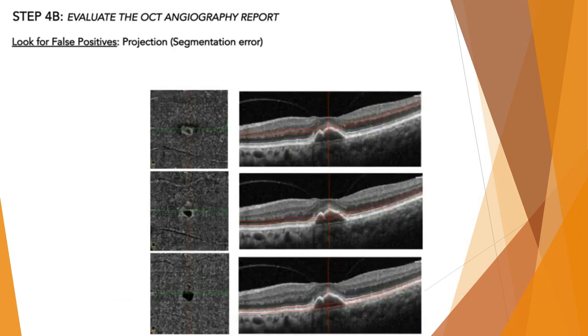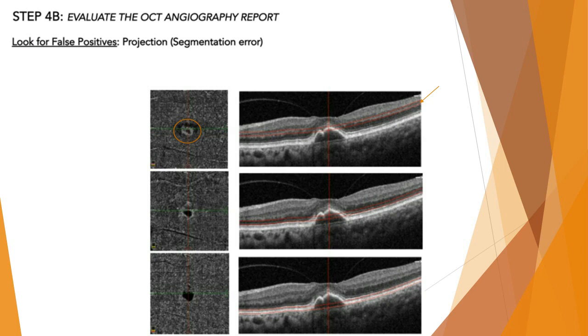The last thing that can cause a projection or a false positive artifact is a segmentation error. This patient has a bilobed PED, but when I look at it, it does not look like there's an active membrane there. However, when I look at the angiograms, there certainly looks like there's something suspicious. It looks like a hyperreflective area. So let's check our segmentation lines. In the first B scan, the segmentation lines are coursing right through the top of the PED. That's resulting in hyperreflectivity or this projection artifact on the angiogram. This is not a true CNV.